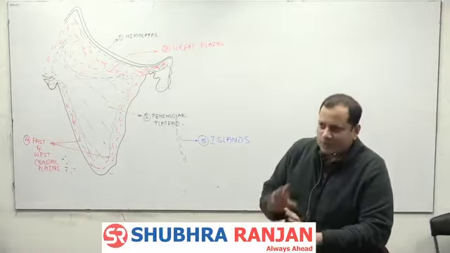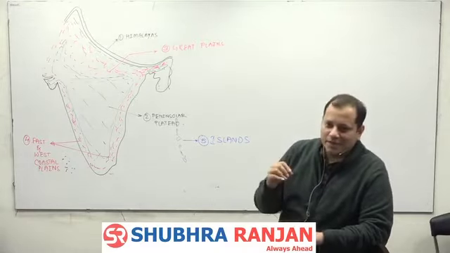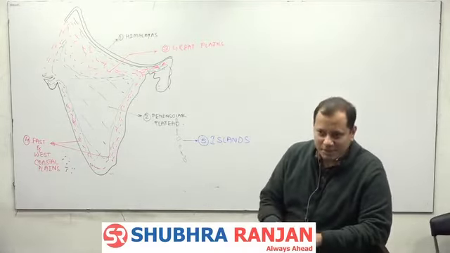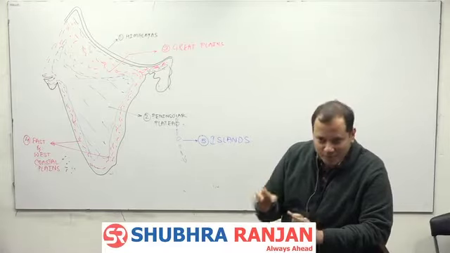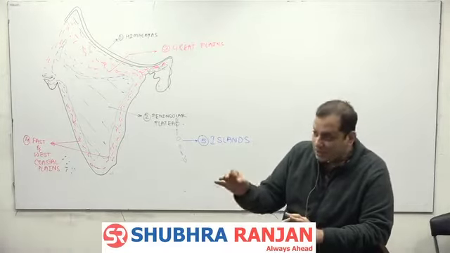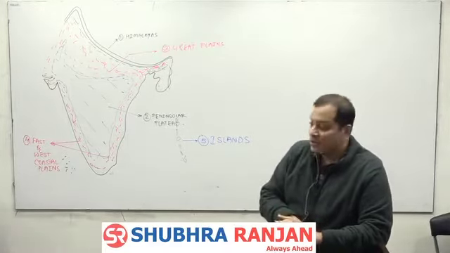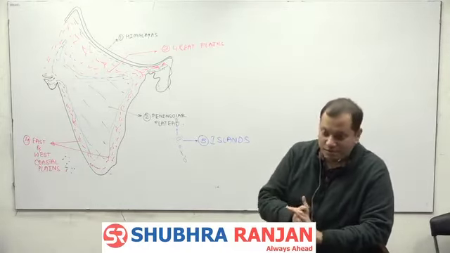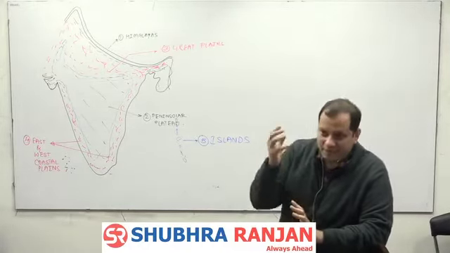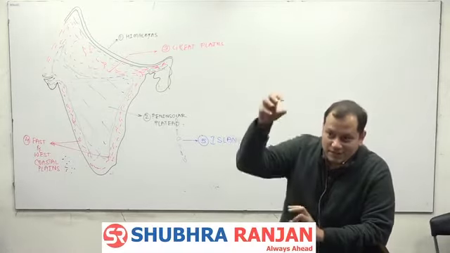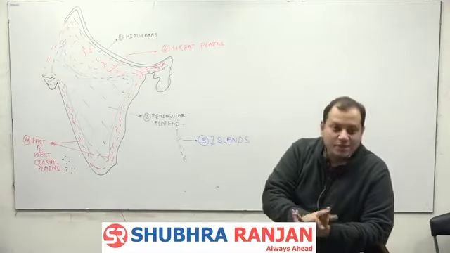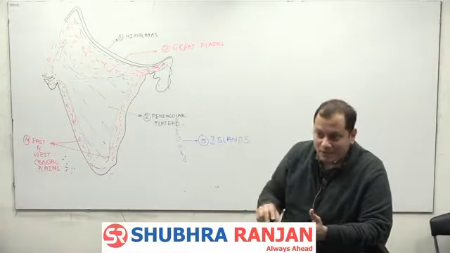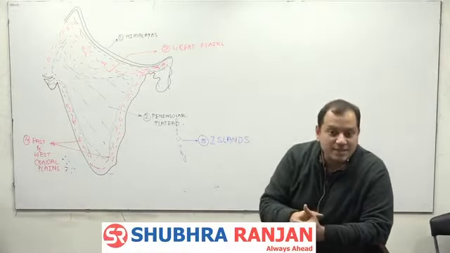Peninsular Plateau, the oldest landmass in the world. The Great Plains, youngest landmass in the world. The Tertiary Fold Mountains, that is the youngest fold mountains in the world. Coastal plains are formed due to deposition of the rivers which originate from the Himalayas. Great Plains are formed due to the deposition of the rivers that originate from the Himalayas. Coastal plains from the peninsula. And then we have the islands. Yes, what was the doubt?